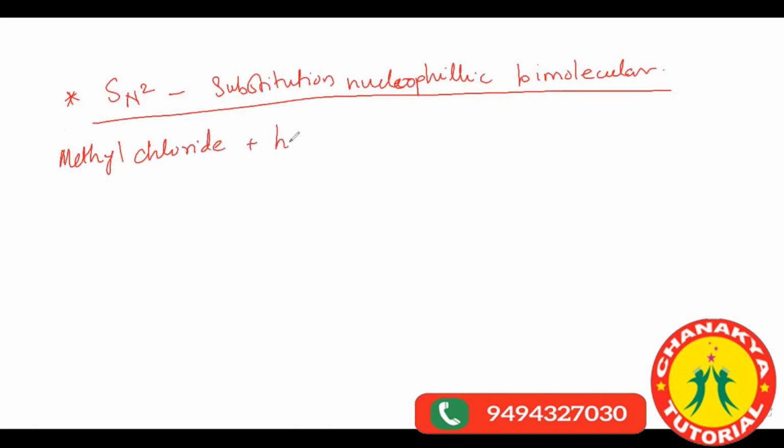When it reacts with your hydroxyl ion. Hydroxyl ion means OH minus, correct? That won't be freely available. You have to take either a water molecule or NaOH, caustic soda. In that case, you will get what? You will get methanol, because the hydroxyl group will be attached to methyl chloride and chlorine would depart. This is a general reaction. So in this case, what happened?